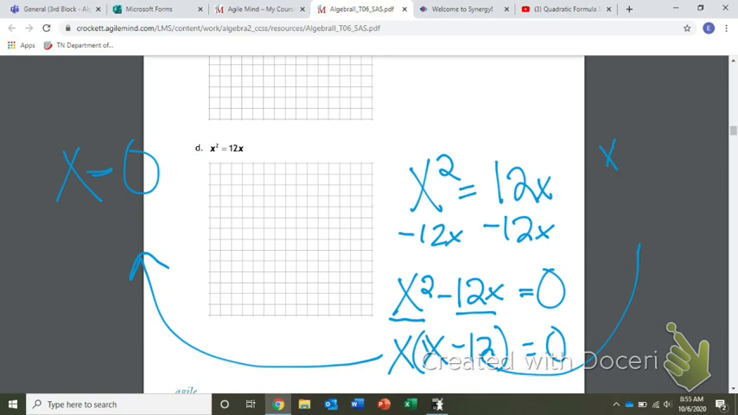x minus 12 equals 0. Just add 12. So there's one solution, there's two solutions. Okay? So graph that and draw the graph. You have your two solutions, so graph that and draw the graph.